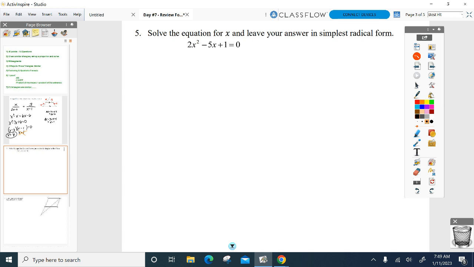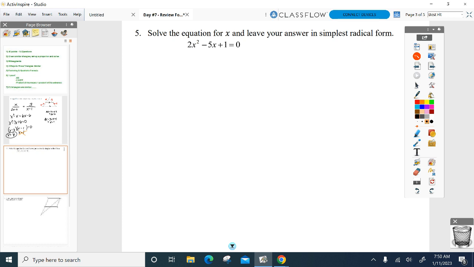Let's go backwards, 5. Just read the directions. What's going to happen? Solve for x, leave your answer in simplest radical form. Yeah, we're going to use the quadratic formula. It's not even an option. There's no way I'm going to factor and have to leave it in simplest radical form. All right, so here we go. It's already equal to 0.